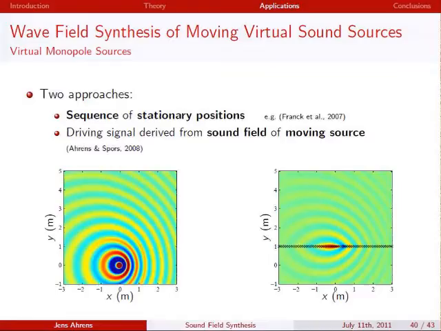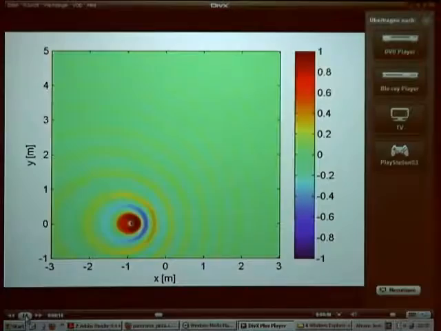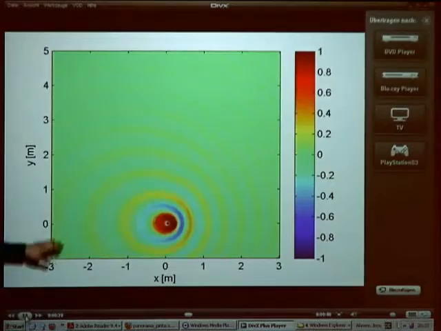So this would be the moving source. And it moves quite quickly. This is, of course, slow motion. And you see, obviously, how the sound waves are compressed in the direction of motion and how they are expanded in the other direction. And if you drive a loudspeaker system accordingly.